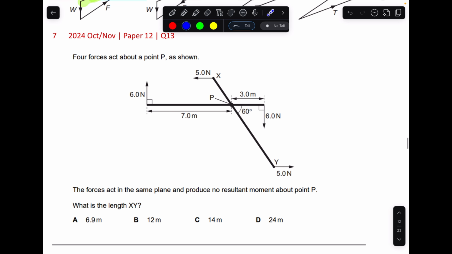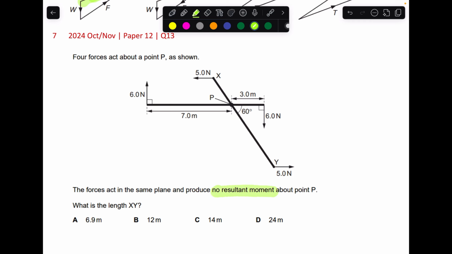Okay, and the next question: four forces act about a point P. This is point P, so this will be the pivot point. The forces act in the same plane and produce no resultant moment about point P. What is the length XY? You have to find length XY, and what we know is there is no resultant moment. So we can apply the principle of moments. Total clockwise moment must be equal to total anti-clockwise moment.